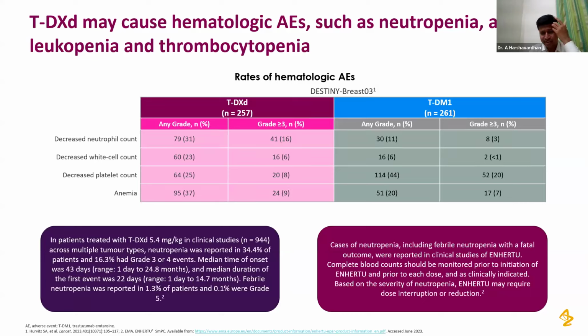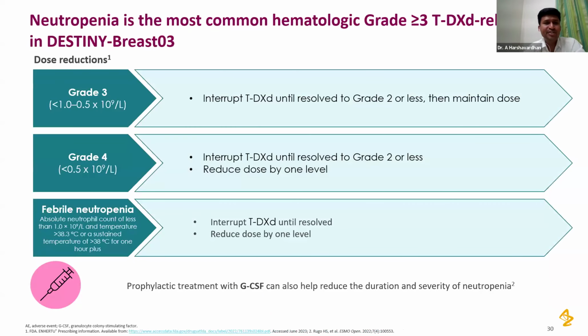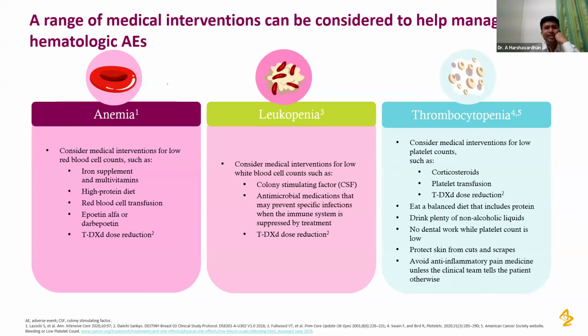Prior to each dose, or when starting T-DXd, we have to check the complete blood counts. If required, we should interrupt the T-DXd dose. The most common hematological toxicity of grade 3 or higher is neutropenia. For grade 3, interrupt T-DXd until resolved to grade 2 or less, and then maintain the same dose. For grade 4, interrupt T-DXd until resolved to grade 2 and reduce the dose by 1 level. For febrile neutropenia, interrupt T-DXd until it is resolved and reduce the dose by 1 level. Prophylactic treatment with G-CSF can be considered.